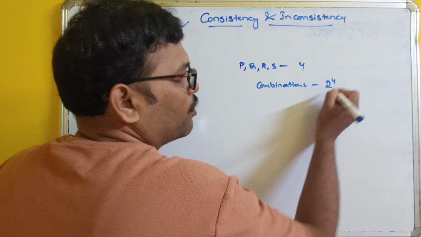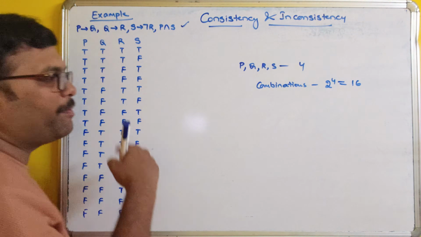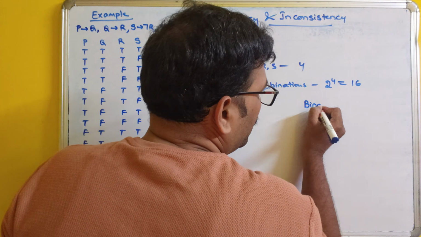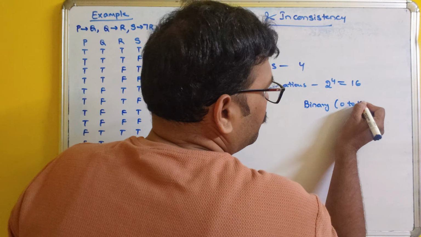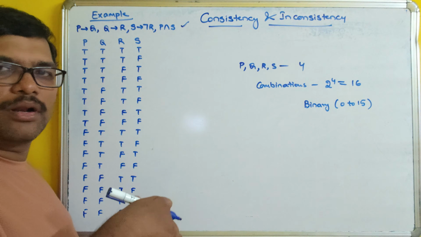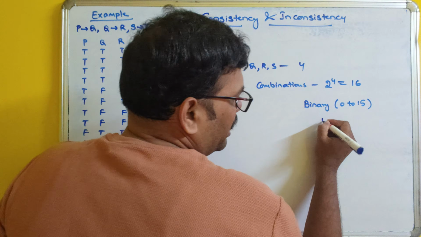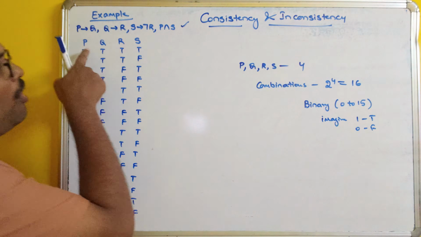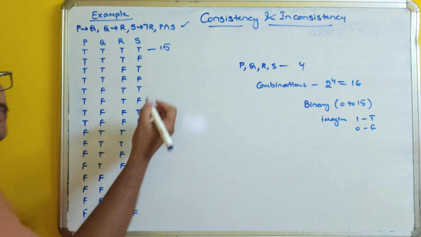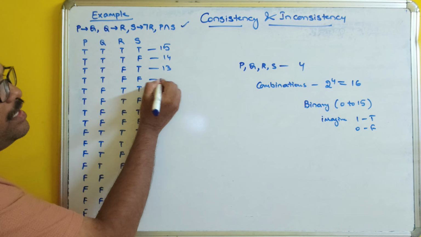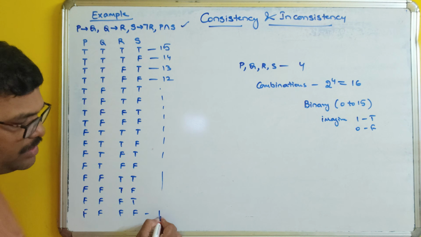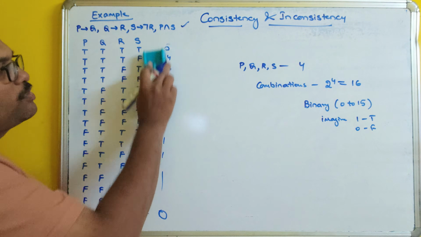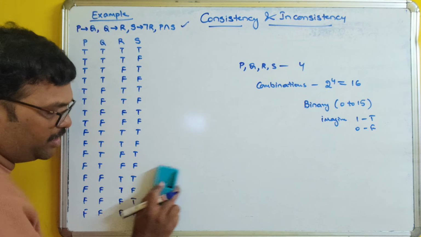That will be 2 power 4, which is 16. So how to represent all the 16 cases? Simply write the binary equivalent of 0 to 15, in reverse order, 15 to 0, and imagine 1 as true and 0 as false. You can see all ones, that means this is 15, the binary equivalent of 15; this is 14, this is 13, 12 and so on. Here it is 0. By remembering in this way, we can write all the combinations.